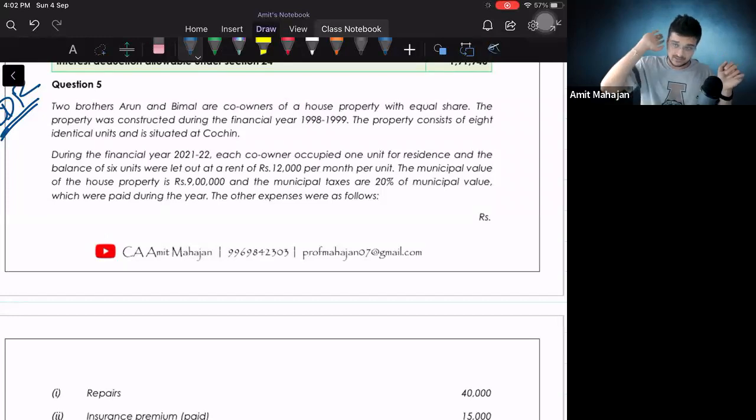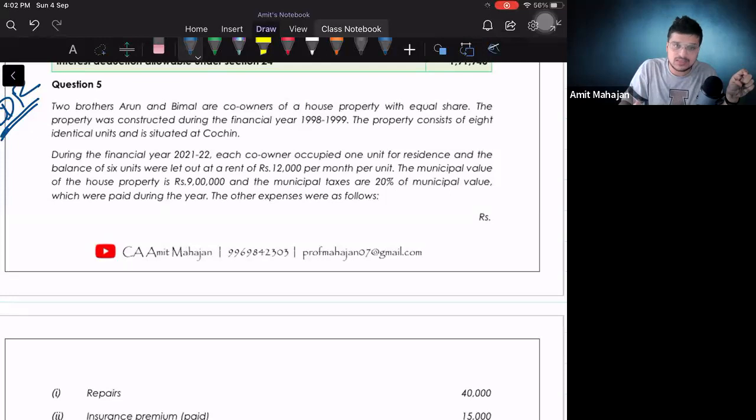Property was constructed in 1999. It consisted of 8 identical units. Matlab kya? 8 floors, you can say. Identical units matlab. Okay, again this can be situation 7. During the financial year 21-22, each co-owner occupied 1 unit for residence and balance of 6 units were let out at a rent of 12,000 per month per unit.